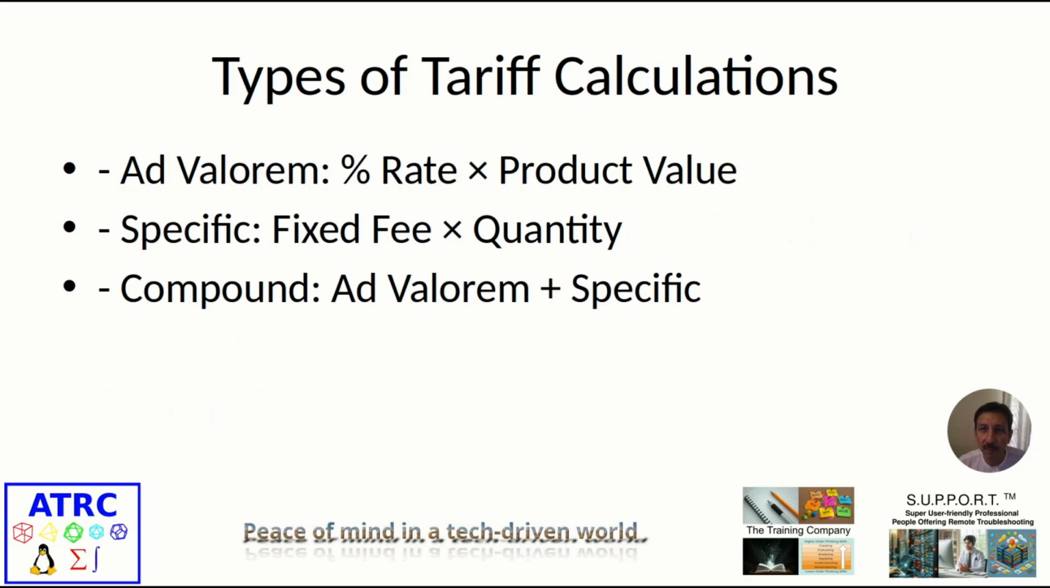Tariffs can be calculated in three ways. Ad valorem tariffs are percentage based, specific tariffs are a flat fee per unit, and compound tariffs are a mix of both, charging a percentage plus a fixed fee per unit.